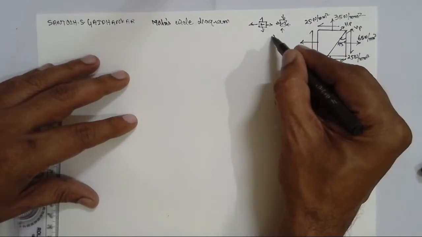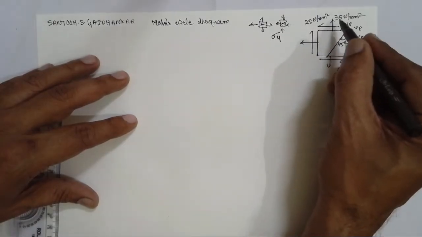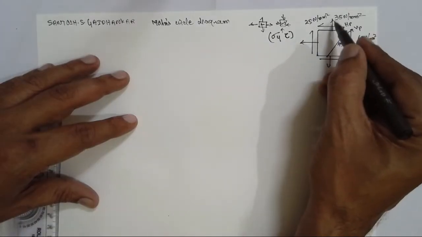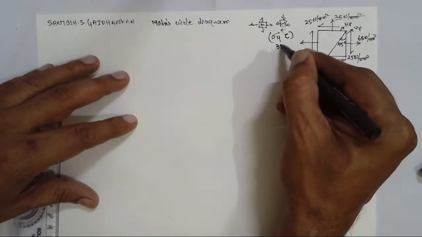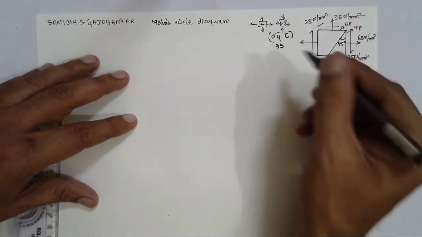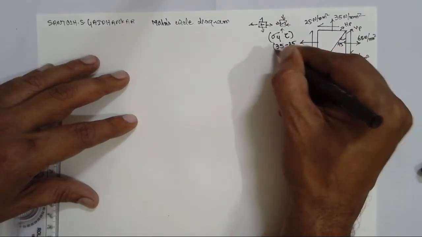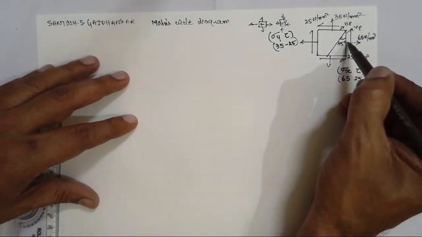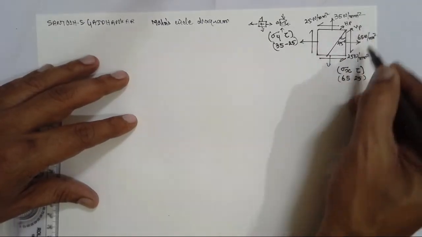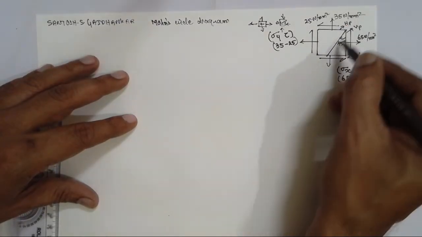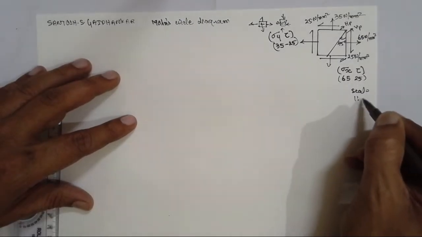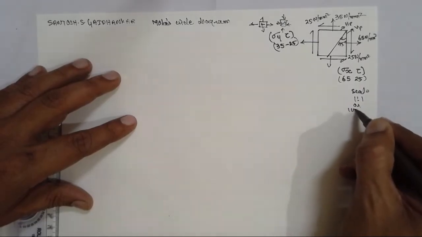Now next, I will go here. Upward I will consider sigma y and tau. Now see here, it is in tension, therefore I will write 35. Now here, this line is rotating in which direction? Anti-clockwise direction. Therefore I will consider it as minus 25. I am considering this plane and this plane because this plane makes an angle of 45 degrees in the clockwise direction.